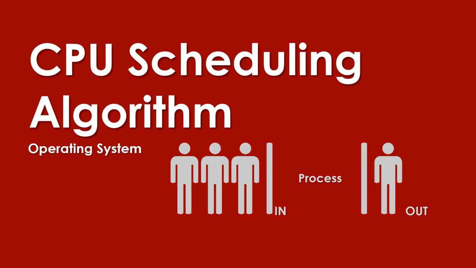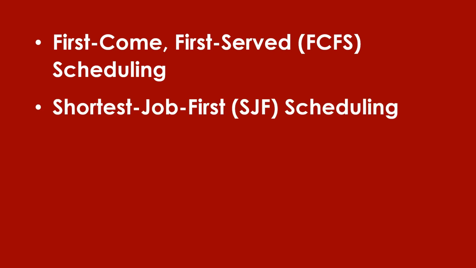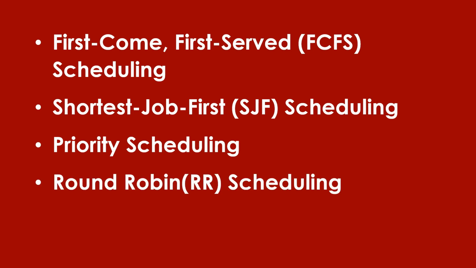In this video, we're going to talk about CPU scheduling algorithm in operating system. Dito pag-usapan natin ng first come first serve or first in first out, shortest job first or SJF, priority scheduling, and of course, round robin.